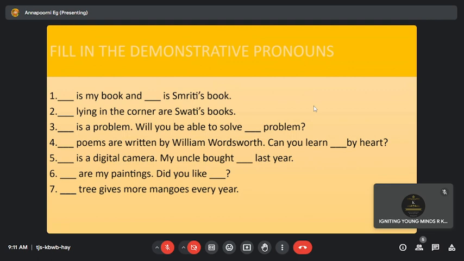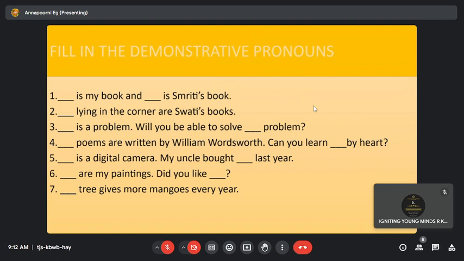Very good. This is my book and that is Smriti's book. Dash lying in the corner are Swati's books. Very good. Those. Many people say these, but those is the answer because the corner is something which is far from us. If I imagine that I am sitting in the center of a room, the corner is definitely far from the center. So the corner shows that it is far. So those will be the answer. Those lying in the corner are Swati's books.